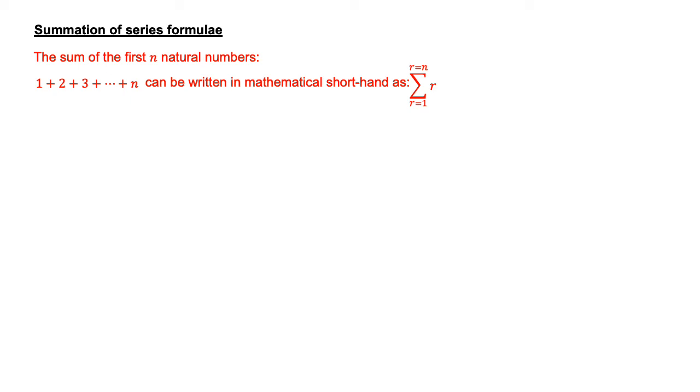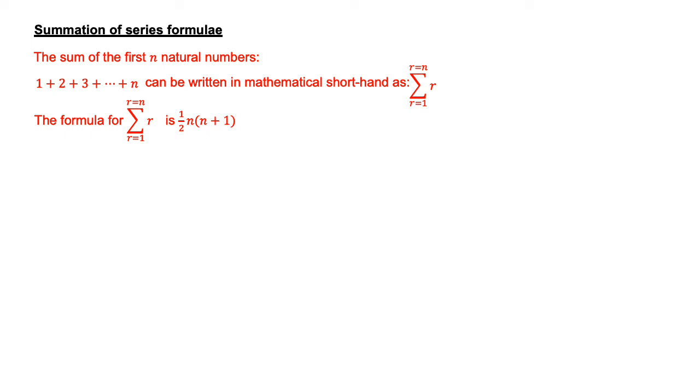So that symbol there, with r equals 1 at the bottom and n at the top, is saying that we loop through whatever my expression is after the sigma sign and add. So sigma for sum. So r is just, I plug in 1 where r is, and then I add 2, and I keep going until I get to n. So hopefully I can understand how that works as a shorthand for what I wrote on the left. Right, now the formula for working this out is in fact this.